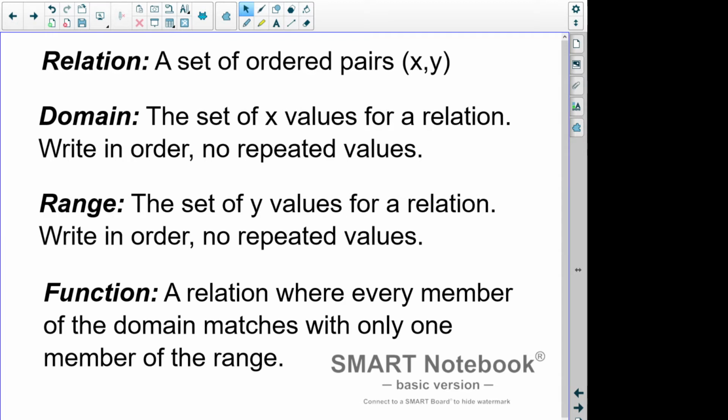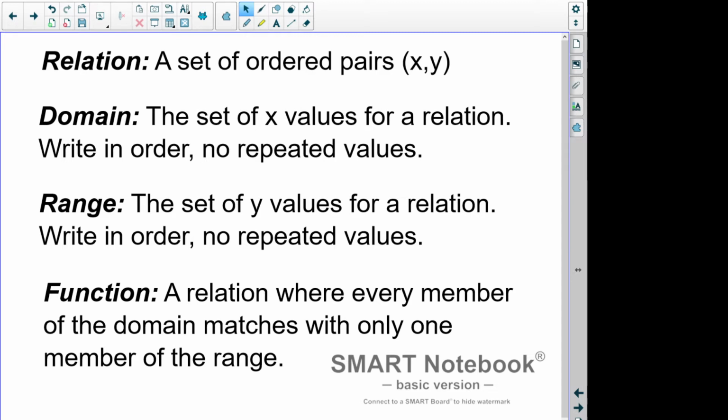A relation is just a set of points. It could be a set of individual points, 5 points or something like that, or it could be an infinite set, like all the points that lie on this graph, or all the points between -5 and positive 20 or something like that. Right? So we're just looking at a group of points.